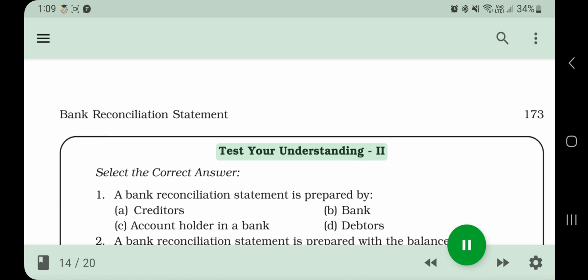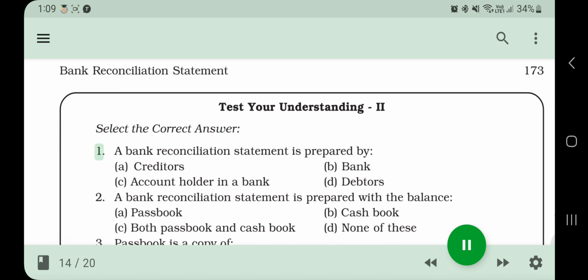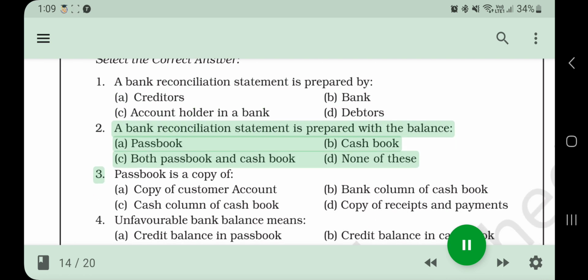Test your understanding. 2. Select the correct answer. 1. A bank reconciliation statement is prepared by a. Creditors, b. Bank, c. Account holder in a bank, d. Debtors. 2. A bank reconciliation statement is prepared with the balance of a. Passbook, b. Cash book, c. Both passbook and cash book, d. None of these three.